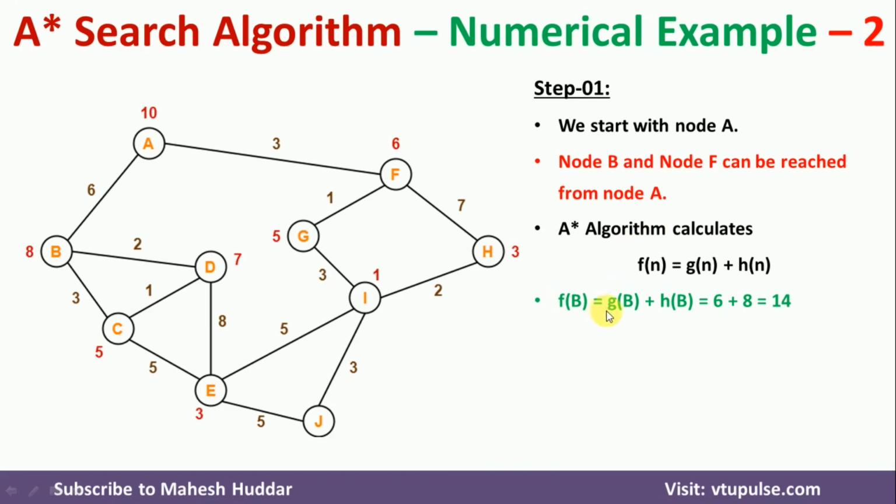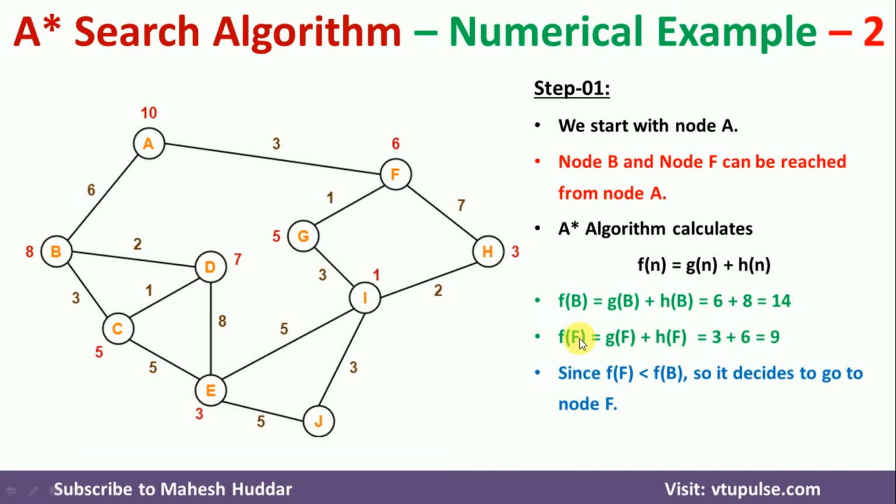So f of B is equal to g of B plus h of B. G of B: from A to B we can reach with a distance of 6, and the heuristic value of B is 8, that is 6 plus 8, which is equal to 14. Similarly, f of F is g of F plus h of F. G of F is 3, the distance between A and F, and the heuristic value of F is 6, so 3 plus 6 is equal to 9. Between these two, f of F is the smallest one, hence we consider the path A to F.